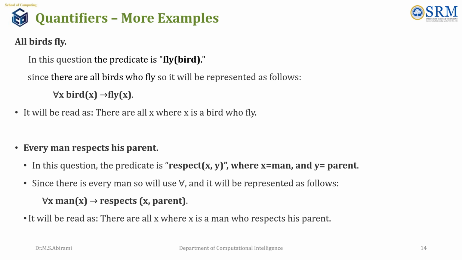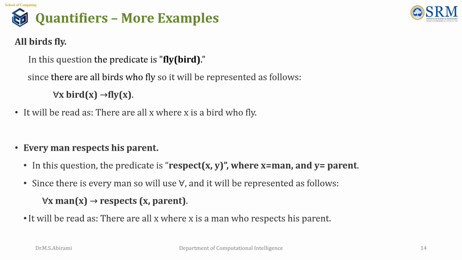More examples in quantifiers. All birds fly. In this question the predicate is fly(bird). Since there are all birds who fly, it will be represented as ∀x bird(x) → fly(x). It will be read as there are all x where x is a bird who flies.